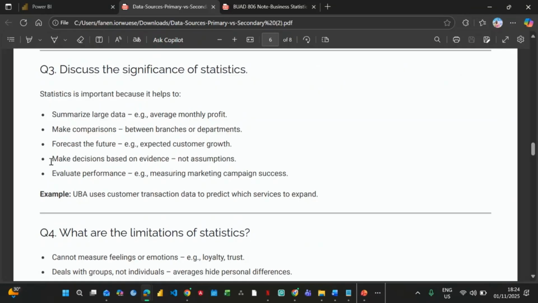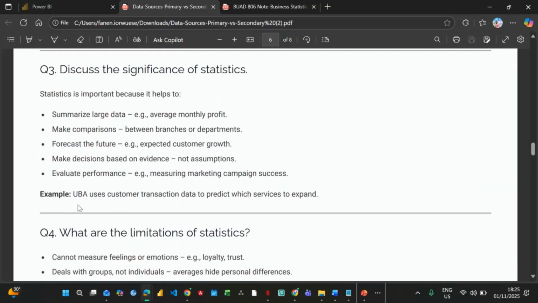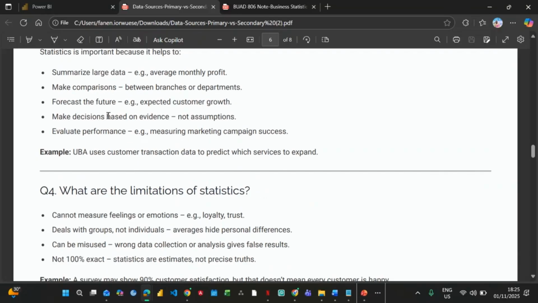It can also help you to make decisions based on evidence, not assumptions. And it can help you to evaluate performance, e.g., measuring the marketing campaign success. So UBA uses customer transaction data to predict which service to expand. So this is statistics that is helping these people to do this job, right?